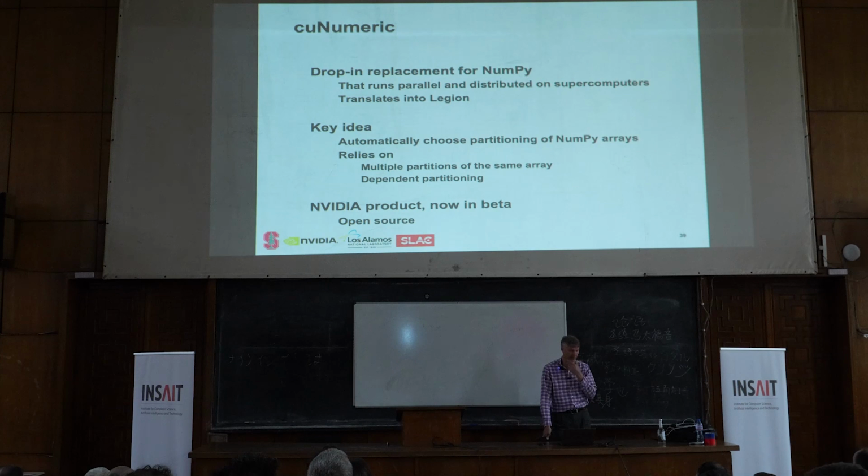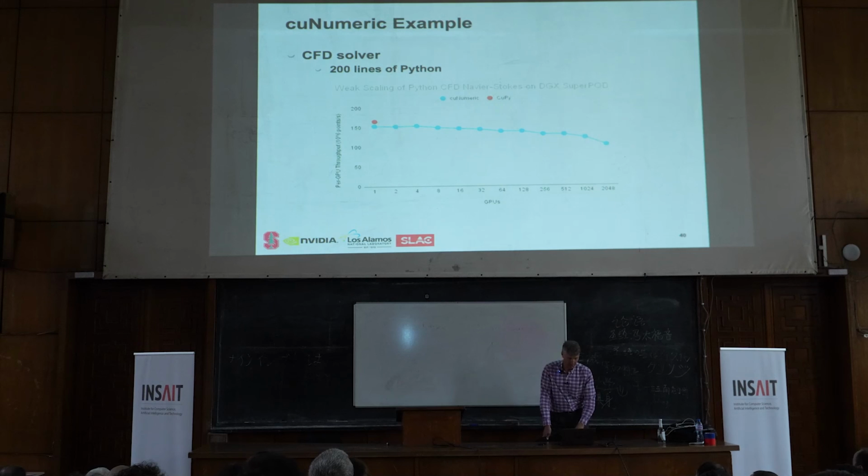So this is now an NVIDIA product. It's in beta. It's open source. Anybody can get it and try it out. All right, and this just became a beta last month, so this is all relatively new. Here's an example. A solver for a fluid flow, written in 200 lines of Python, a fairly sophisticated solver. And this is unmodified code, and it runs out to 2,000 GPUs if you run it with QNumeric.